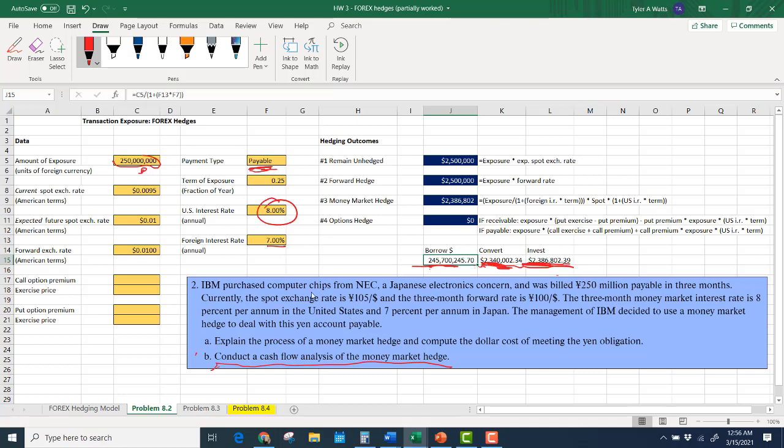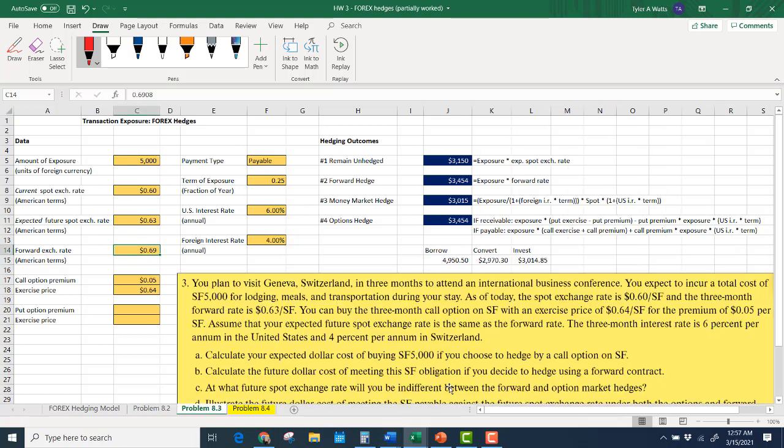So what's the cash flow sequence here? Well, the cash flow looks like this. We start by shelling out the $2.340 million on day 1. Then we convert that to yen, invest that yen at the 7%. And then on day 90, at the end of the 3 months, we pick up 250 million yen. Use the 250 million yen to extinguish our obligation to the Japanese company. So the cash flow part is kind of straightforward. You don't need to actually add anything to the assignment for that. So let's move on to 8.3.